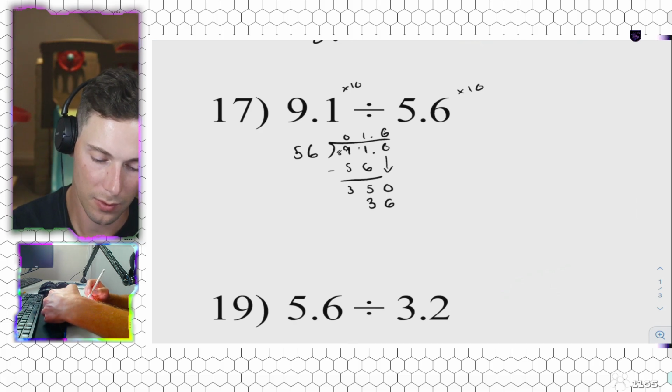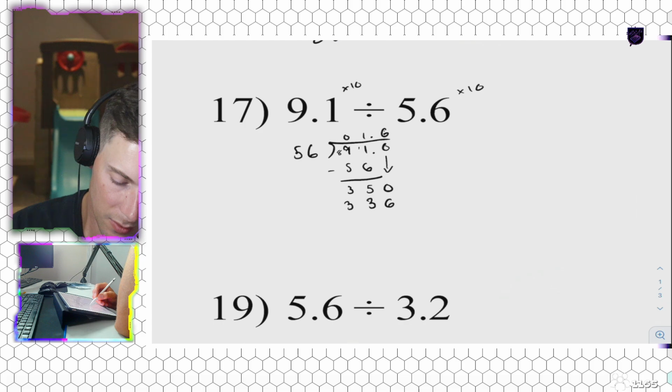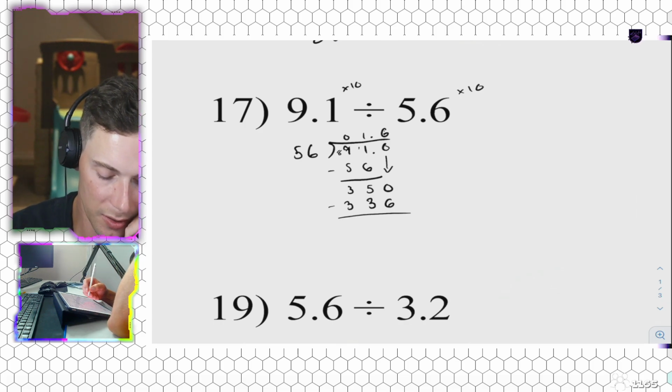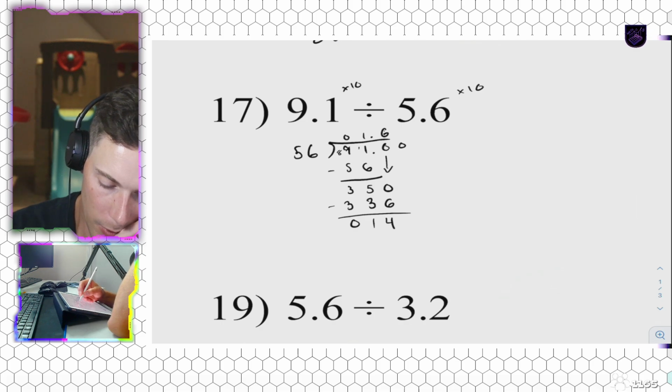Oops. So 336. Which brings us pretty close, but not quite there. We're going to have to go one more decimal place. So we're going to go 50 minus 36. 50 minus 30 is 20. 20 minus 6 is 14. We're going to add one more 0. Bring that down.